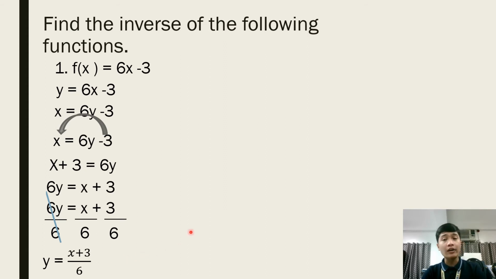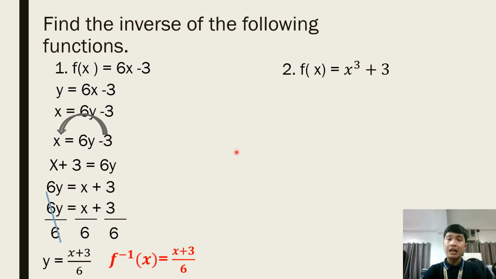But then, since we're talking about inverse function, ito po ay isusulat natin in the form f inverse of x is equal to x plus 3 over 6. Inverse of the function x is equal to x plus 3 over 6. So yan po yung ating sagot or inverse ng function f of x equals 6x minus 3. Okay? That's number 1. Let's have example number 2.